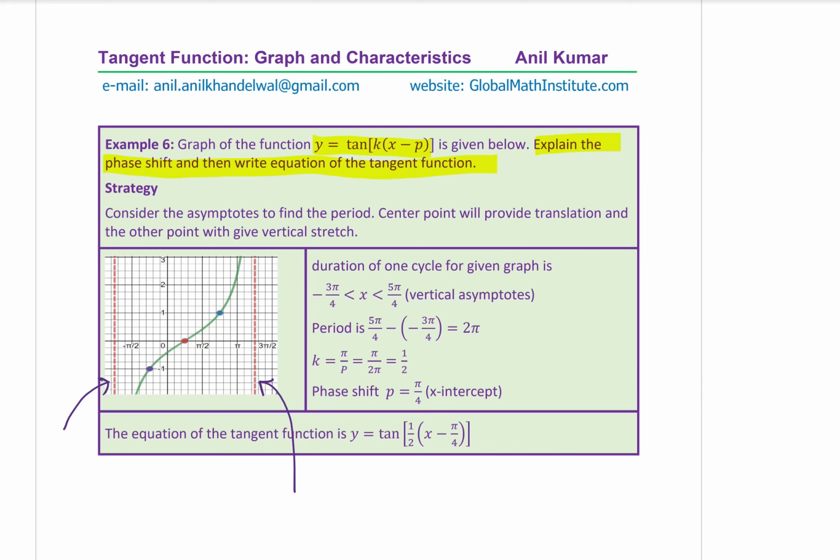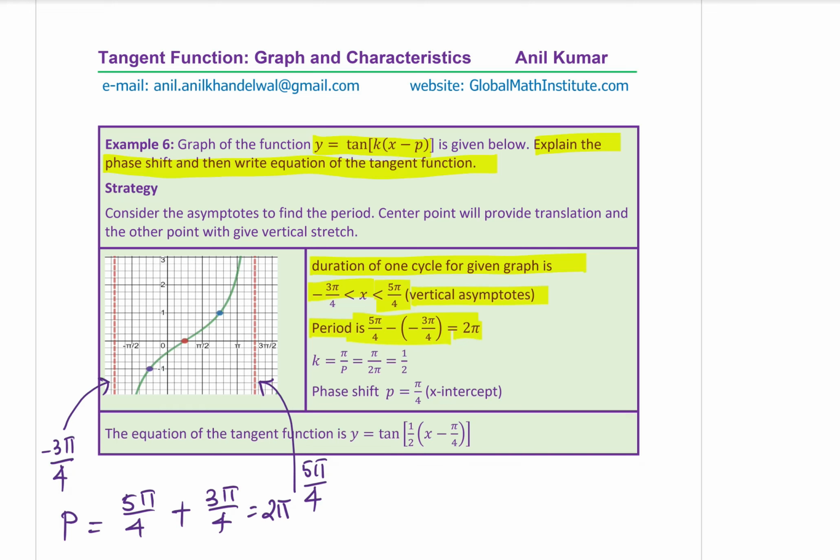You can read from the graph the equations of the vertical asymptotes. One is x equals minus 3 pi by 4, and the other is x equals 5 pi by 4. Clearly, the difference between them is the period. So the period is 5 pi by 4 minus minus 3 pi by 4, which becomes positive, and in this case the period is 2 pi. So we are looking at one cycle from minus 3 pi by 4 to 5 pi by 4, bounded by the vertical asymptotes, and the period is their difference, 2 pi. Is that clear to you?